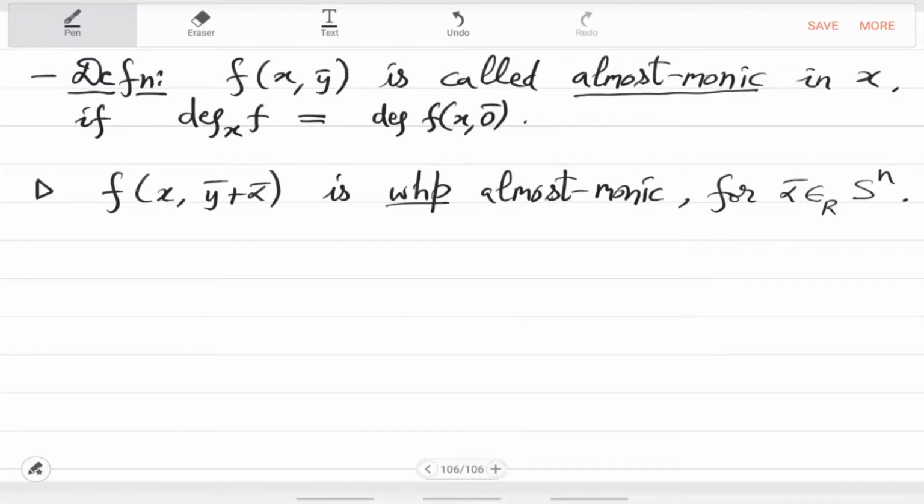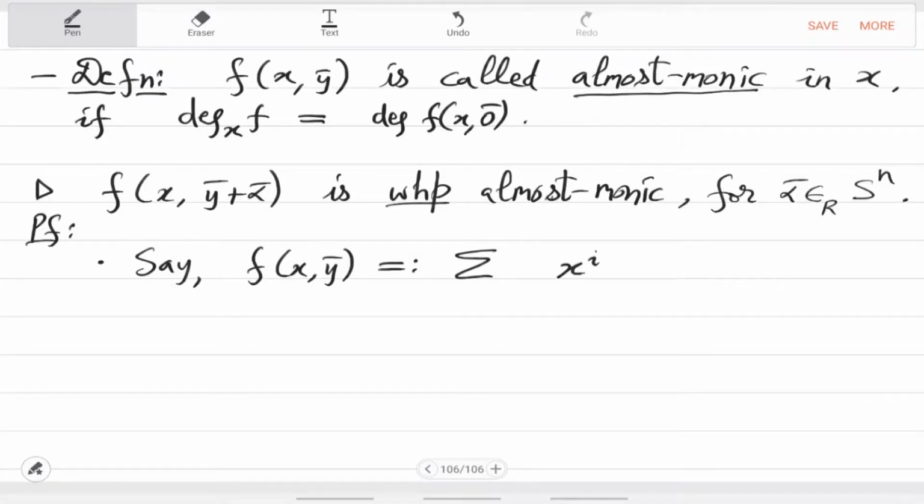So the proof is just the previous lemma application. You write f as a polynomial in x, so the coefficients are functions in y bar. x to the e is the leading monomial, so this coefficient p_e is non-zero. So when you randomly shift this and invoke the previous lemma, you will get what you wanted.